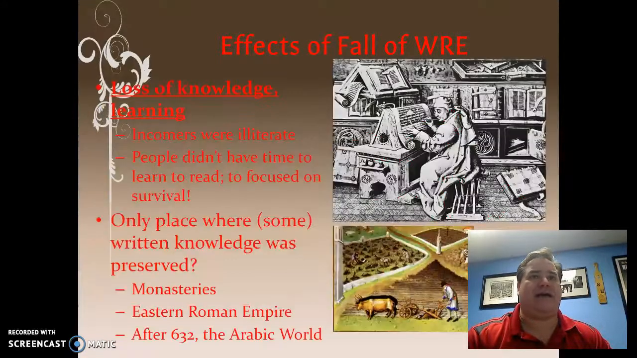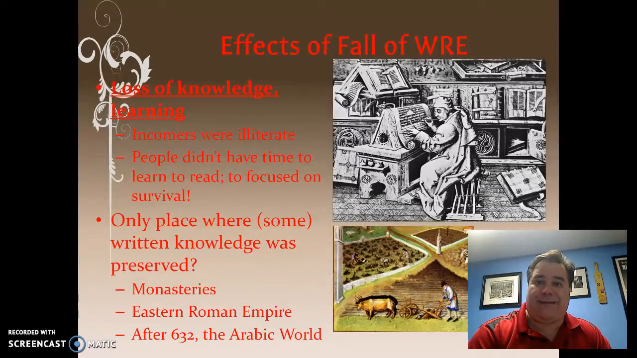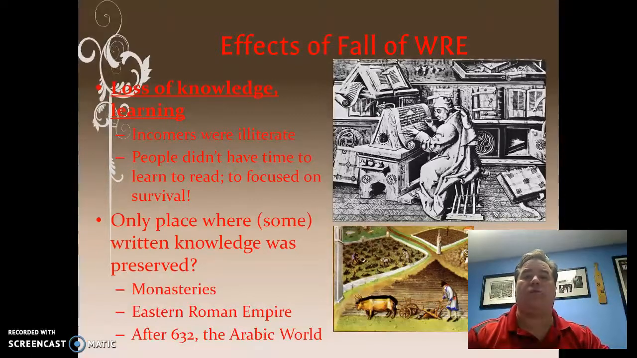You have a loss of knowledge and learning. The incomers were illiterate. The people already in Rome who may have been literate didn't have time to read and wouldn't pass that on to the next generation. They were too busy trying to survive. Literacy is a luxury. It's a luxury that most of these people couldn't afford. The only place where some written knowledge was preserved, in the West anyways, was in monasteries.